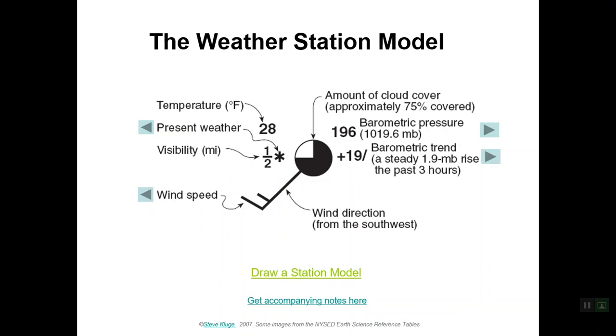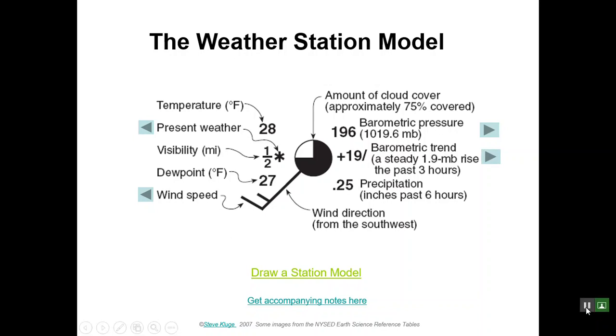Barometric trend. This one you'll see sometimes, but you won't see it all the time. This is saying that the air pressure is trending up. All right, next up we have precipitation. You would get this from the rain gauge. So this is 0.25 inches, and that's in the last 6 hours. And then finally, dew point goes in the lower left-hand corner. All right, and then that is it for your weather station model.